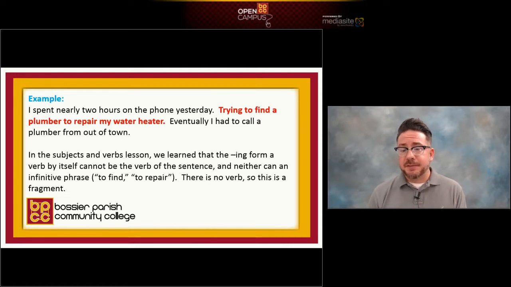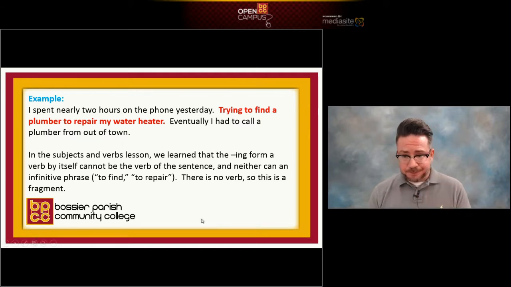Now, in the subjects and verbs lesson, we learned that the ing form of a verb by itself cannot be the verb of the sentence, and neither can the infinitive phrase. So there's no verb here because trying can't be a verb because there's no helping verb. To repair can't be the verb because it's the infinitive phrase. So we don't have a verb here. And if there's no verb, then it's a fragment.